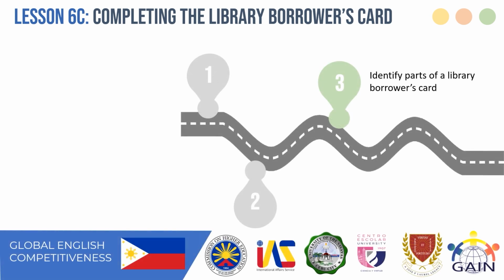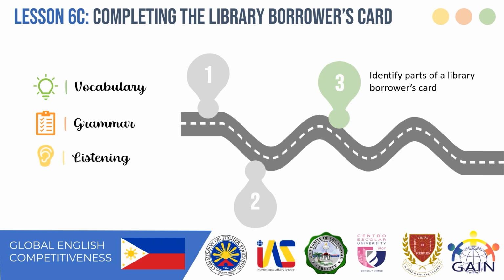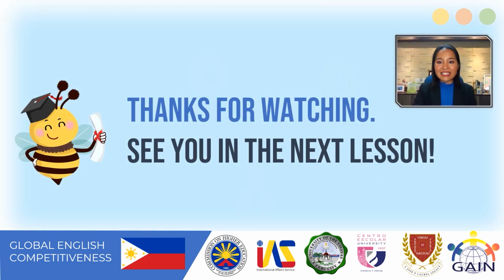And with that, we have covered our third can-do objective, which is to identify parts of a library borrower's card. In this lesson, we enriched your vocabulary on library card details. We also discussed relative clauses. And you listened to a librarian's instructions to a book borrower. I hope you found this lesson as enriching as I did.